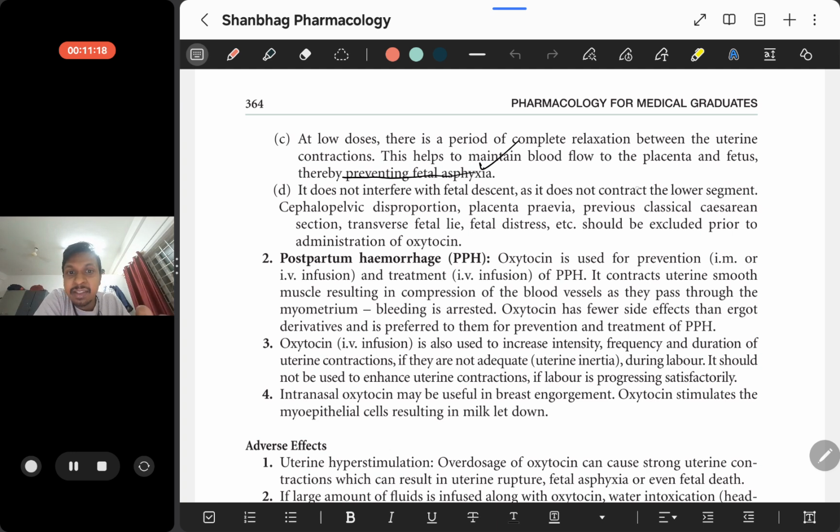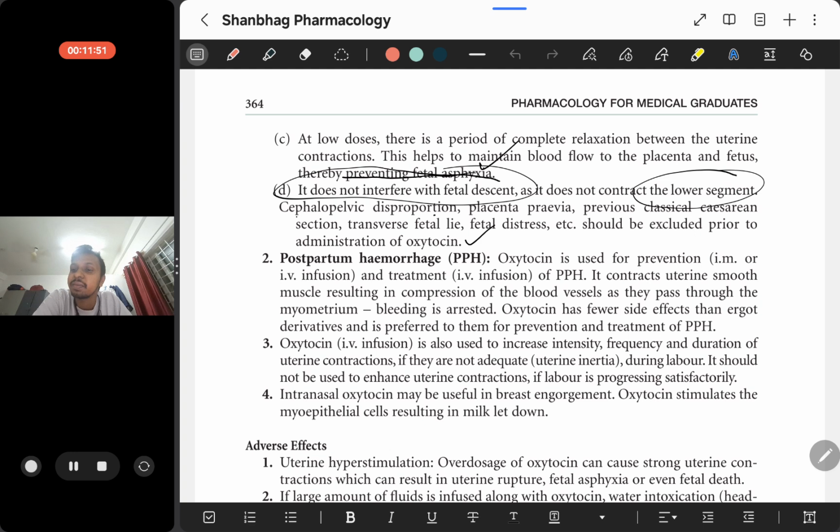It does not interfere with the fetal descent as it does not contract the lower segment. Cephalopelvic disproportion, placenta previa, previous classical cesarean section, transverse fetal lie, and fetal distress should be excluded prior to administration of oxytocin. So one more thing, it does not interfere with the fetal descent because it does not contract the lower segment.